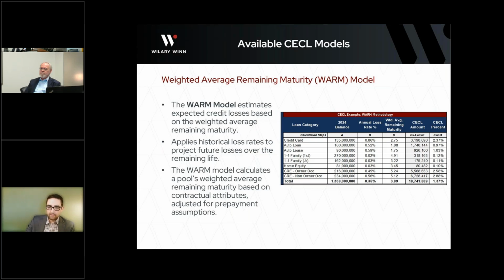depending on the environment that we're in. So really, WARM is a very cost-effective option for simpler and more stable portfolios, but its predictive power decreases significantly when you're dealing with a more credit-sensitive or economically exposed loan portfolio. In most cases, you would want that more granular, dynamic model.